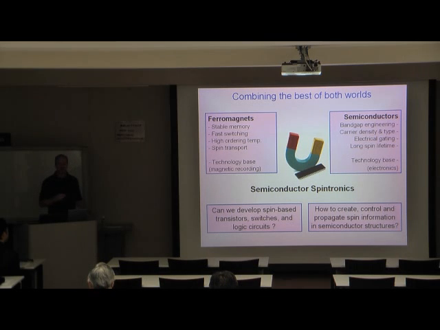Now what this field is concerned with in general is, from a technology point of view, the question whether we can create spin-based transistors, switches, and logic circuits, and characterize what their performance is and whether they are actually better or different than the structures that we already have. And from a more science point of view, the question is, how do we create spin polarization in semiconductors? How does it propagate through structures and interfaces, and how do we actually control and manipulate the spin polarization?